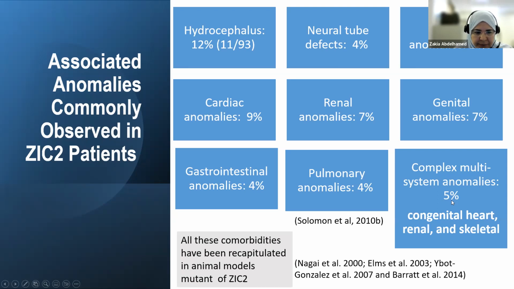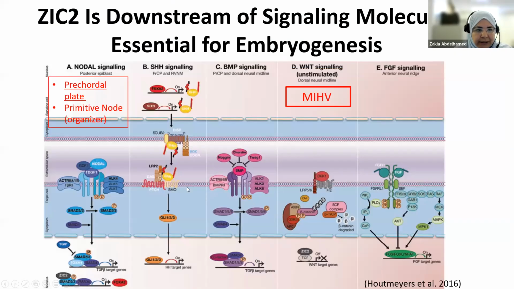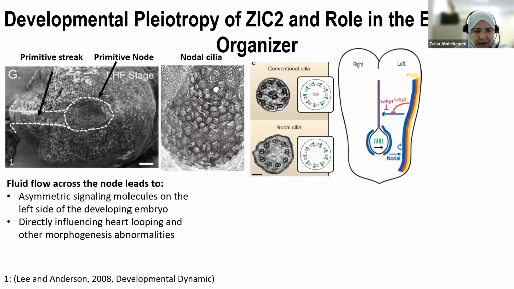All of these comorbidities are also recapitulated in mouse models. Many people have also shown that ZIC2 is under the control of multiple essential embryogenesis signaling systems, and that's why it can cause multi-system involvement. Some other people think that it is also downstream of the cilia, especially the cilia in the node.